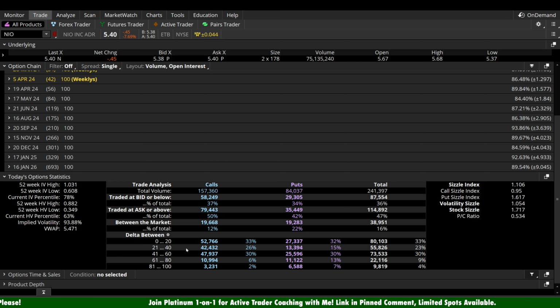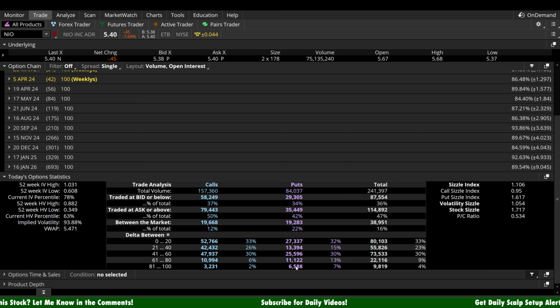And the short-term speculators, that 0 to 20 delta range: 52,700 calls, 27,300 puts. So not only are we seeing a heavy overall call-put ratio to the call side, we're also seeing a pretty heavy call bias on the short-term speculator delta range of 0 to 20. Now we work our way down. 21 to 40, also call heavy. 41 to 60, those are the at the money contracts, more the midterm sentiment: 47,000 calls, 25,000 puts.